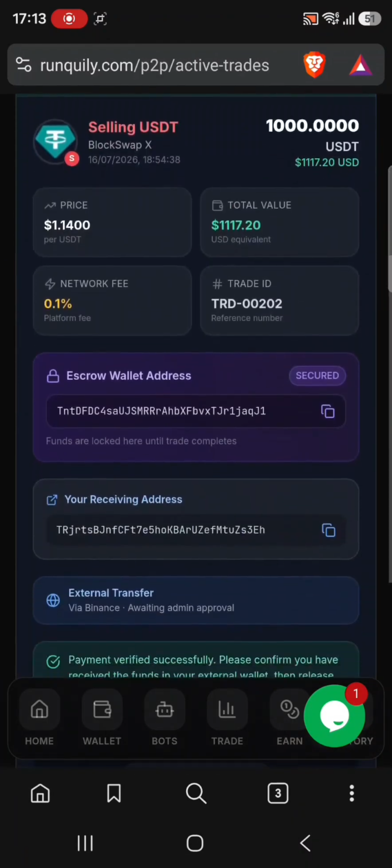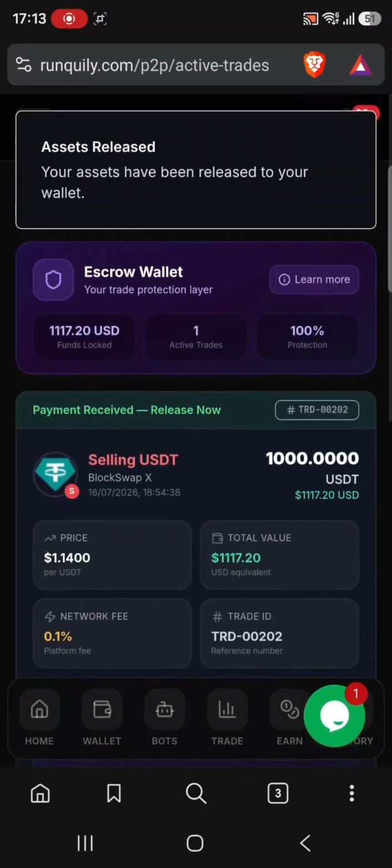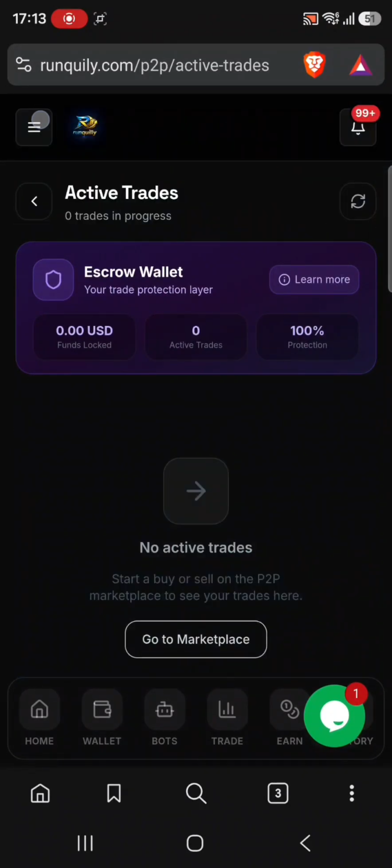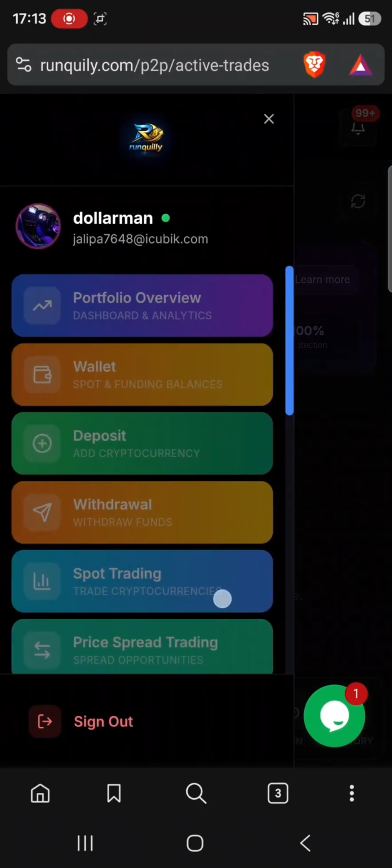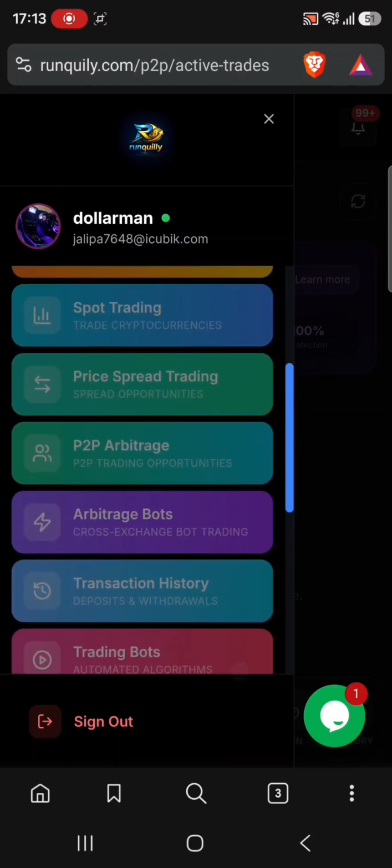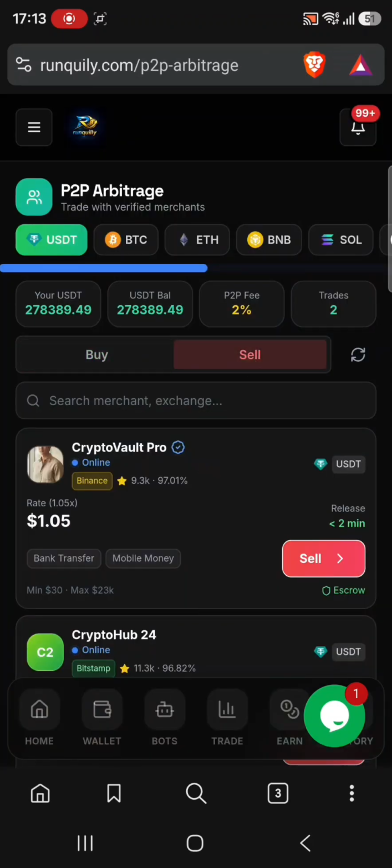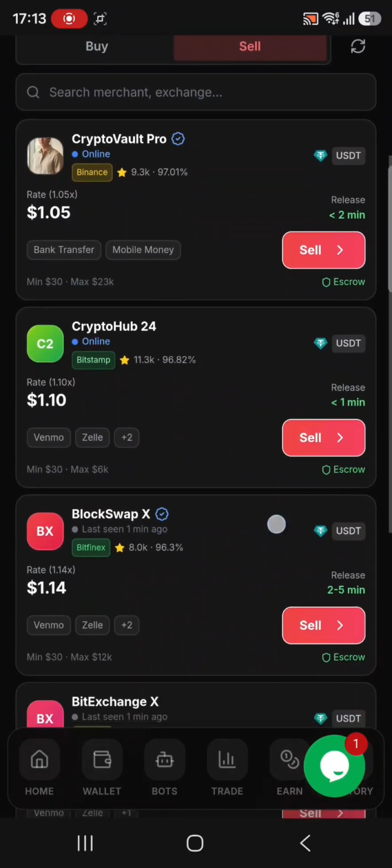I have a running trade, my guys. I didn't release. I think they sent an email. You come to P2P arbitrage here. After clicking P2P arbitrage, go to sell. So you can sell BTC, Ethereum, BNB, Solana, depending on the crypto coin you are holding.